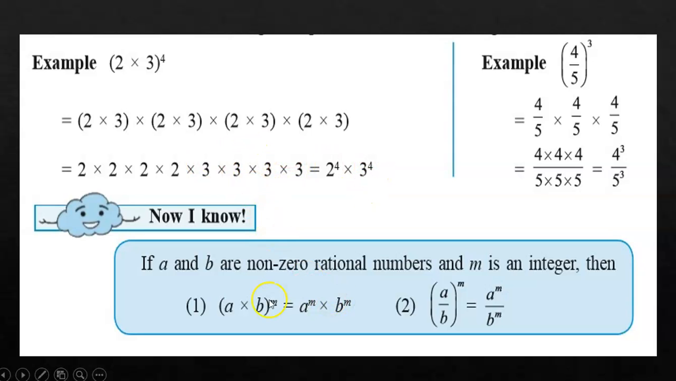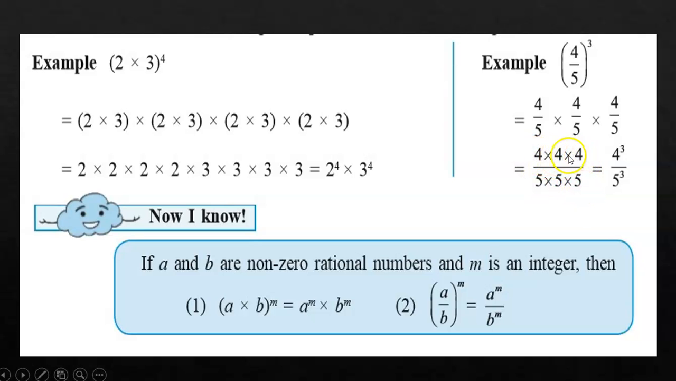So this is the simplification of this law. Now have a look at another one. 4 upon 5 the whole raised to 3 means 4 upon 5 into 4 upon 5 into 4 upon 5. I can club all 4s. So 4 into 4 into 4, and I can club all 5s, which means 5 into 5 into 5.